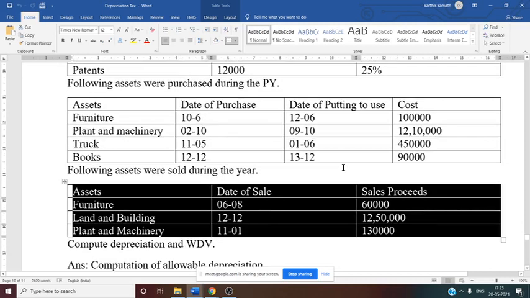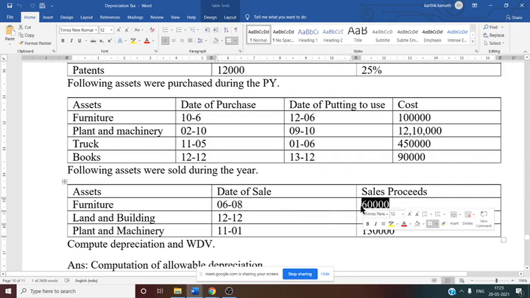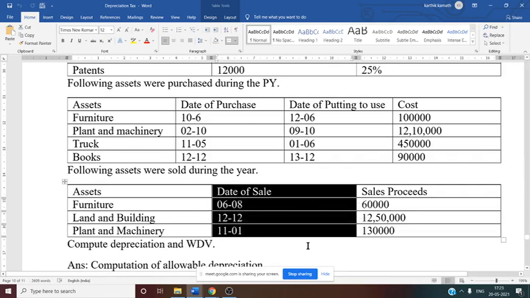One is furniture. When furniture was sold, the date of sale is given, that is 6th August, that is 6/8. Sales proceeds are 60,000. So again, this date of sale is of no use. From the point of view of depreciation calculation, we are not concerned about the date of sale.